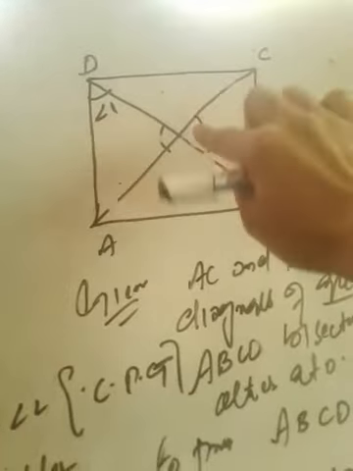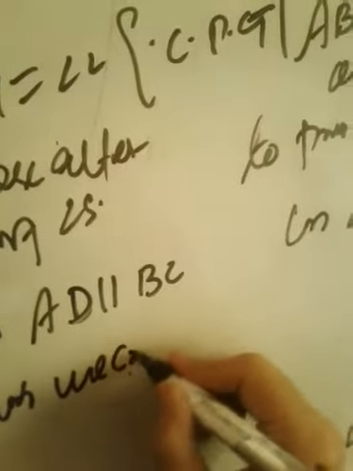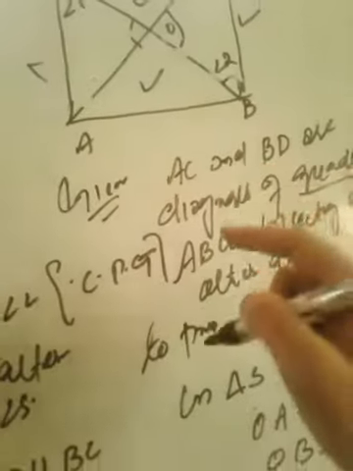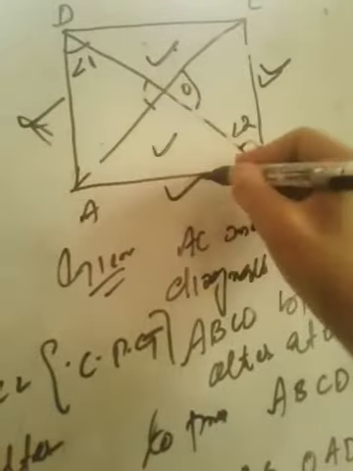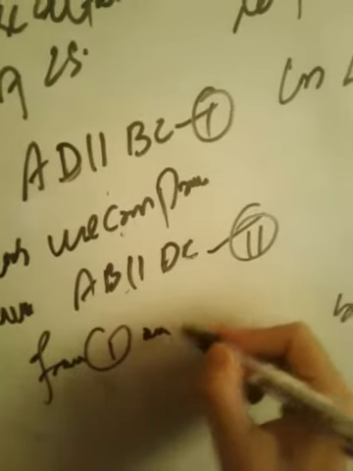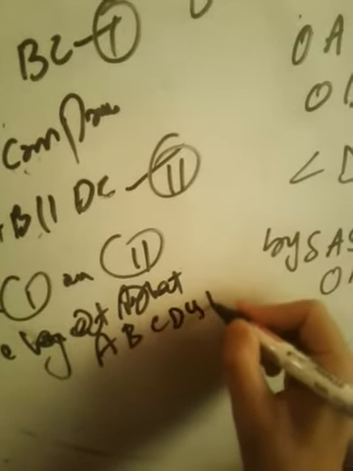Similarly, we will make triangles OAB and OCD congruent, and we can get AB parallel to DC. Similarly we can prove that AB is parallel to DC. Now AD is parallel to BC and AB is parallel to DC. So if in a quadrilateral opposite sides are parallel, then it is a parallelogram. Name this first, name this second. From first and second, we get that ABCD is a parallelogram.